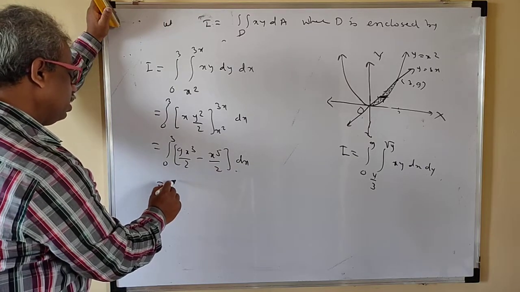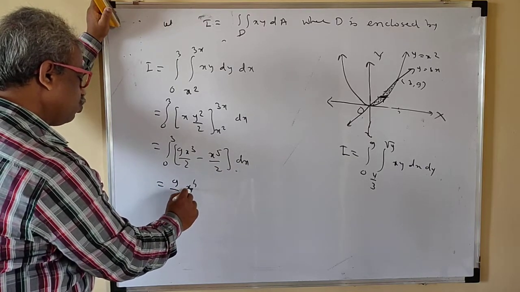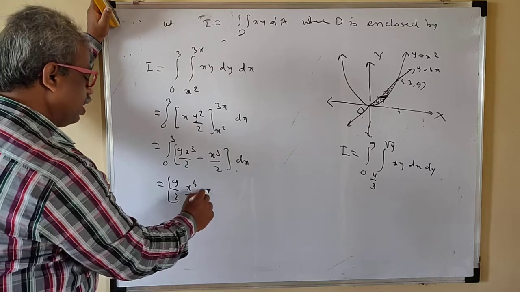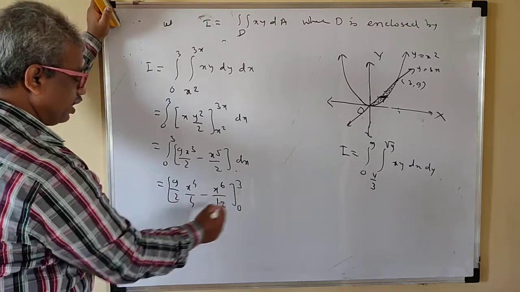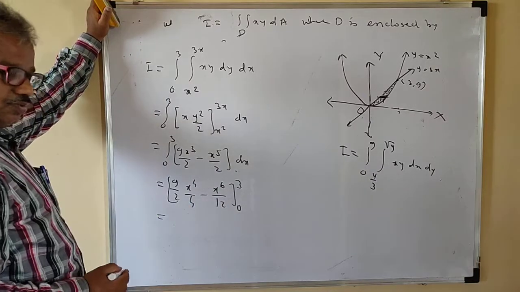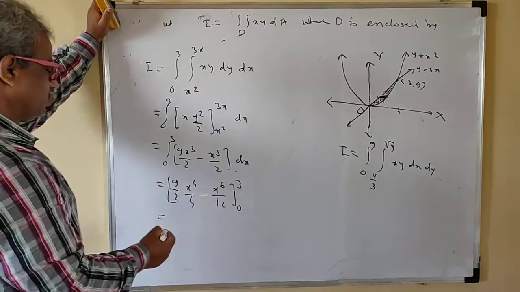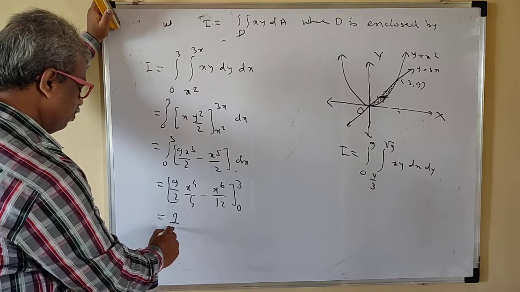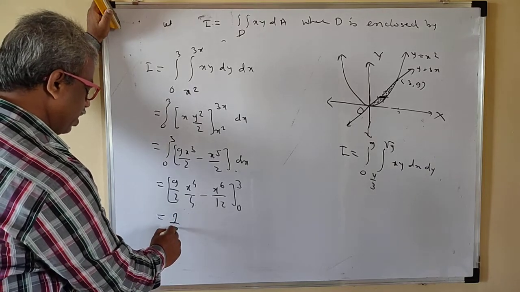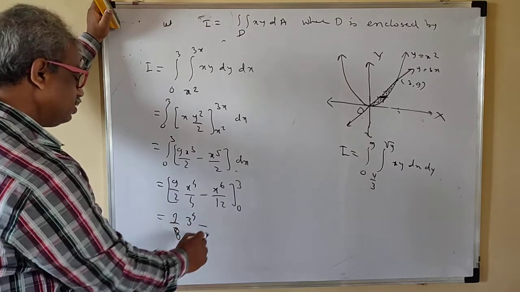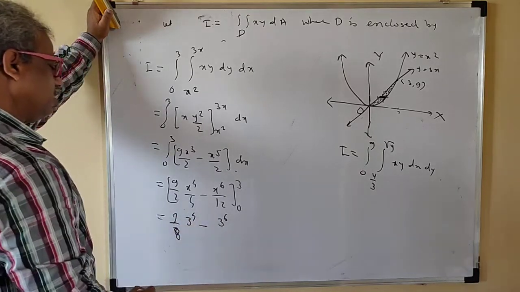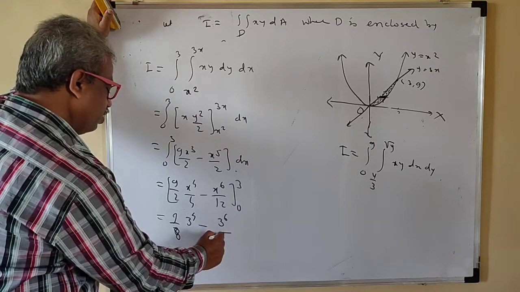Now this is 9 by 2 x to the power 4 upon 4 minus x to the power 6 upon 12, from 0 to 3. If you put x is equal to 0, then everything is 0. So we have to put x is equal to 3 only. So this is 9 by 2, so 9 by 8. This is 9 by 4. So 3 to the power 4 minus 3 to the power 6 upon 12.